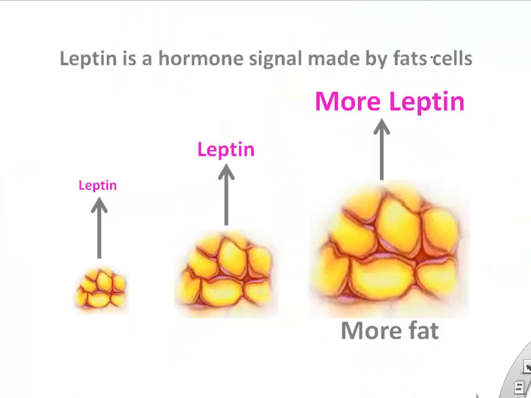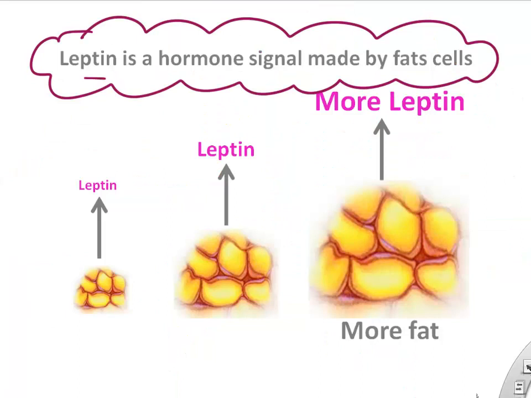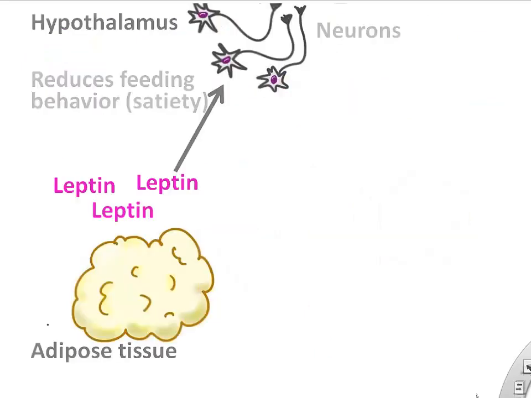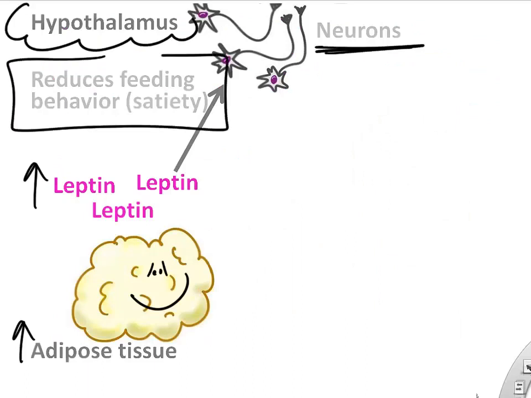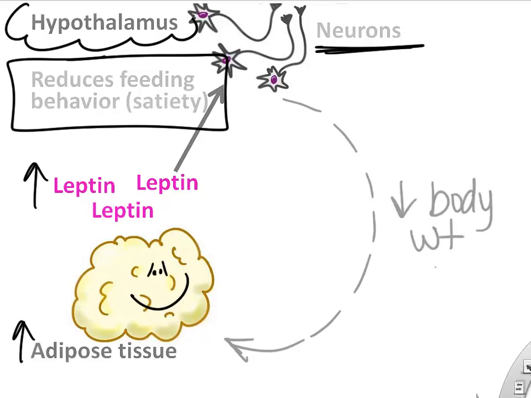Again, thinking of homeostasis. So it turns out that leptin depends on how much fat you have. The more fat you have, the more leptin you make. The less fat you have, the less leptin you make. So again, when we have more fat, we make more leptin. That leptin then targets our brain to decrease our feeding or increase satiety and decrease our body weight.